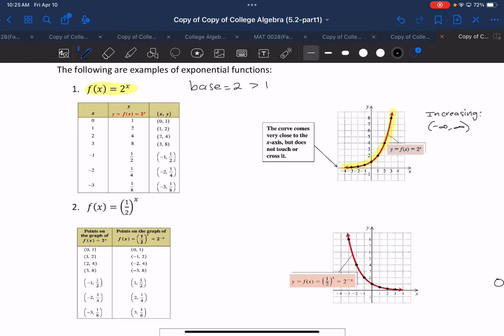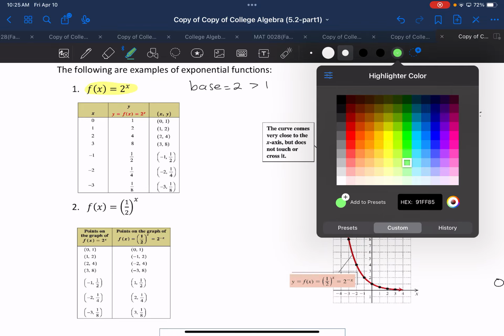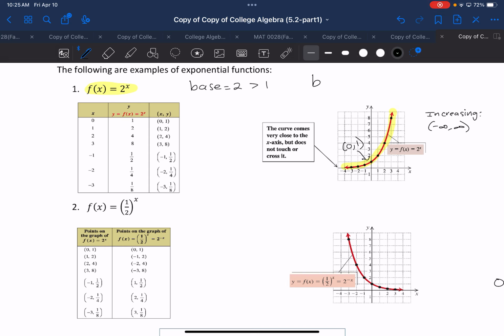It's going to cross through the point (0, 1), because if I plug 0 in for x, anything to the 0 power is 1, right? So as long as it's in this basic form, b to the x, my graph will always cross through the point (0, 1). And that's the point that they have given there.